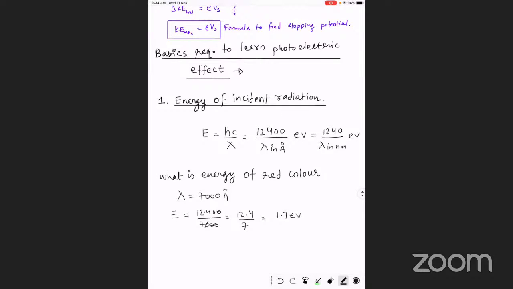1.7 electron volt approx. Am I right? 1.7 electron volt approx. Understood? This is how you can calculate energy of incident radiation very fast. Understood, bacho? Okay. Yes, sir. Okay. Now write second point.